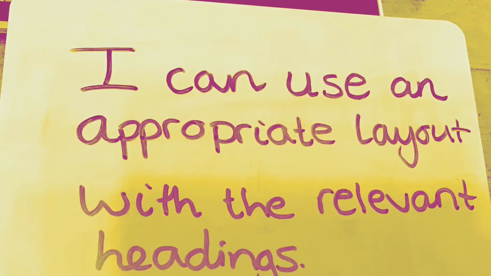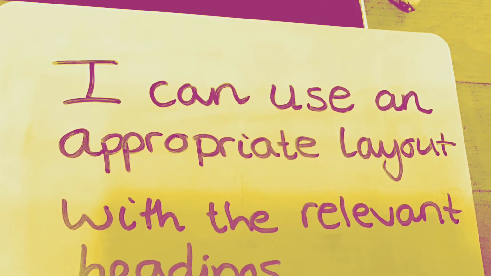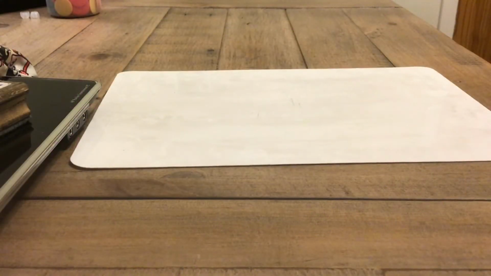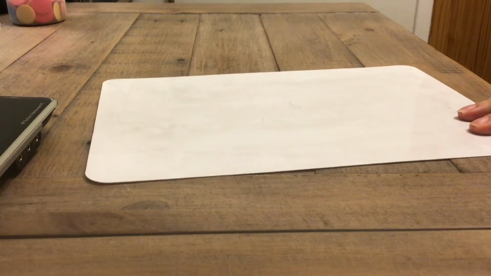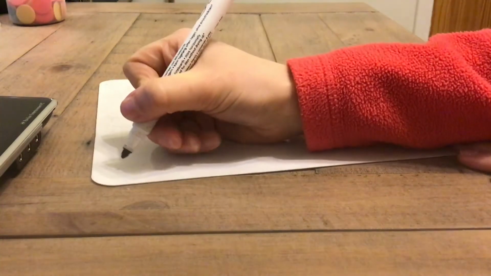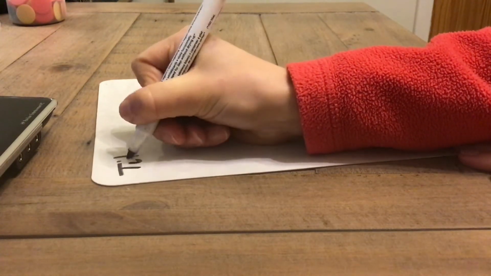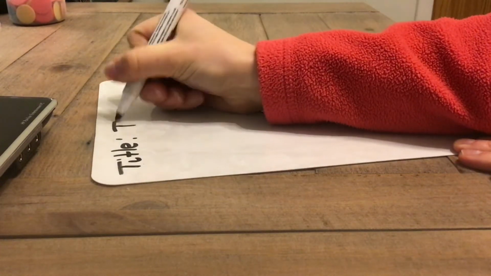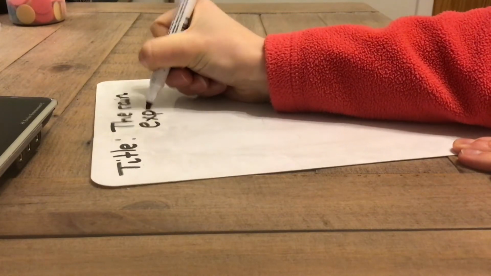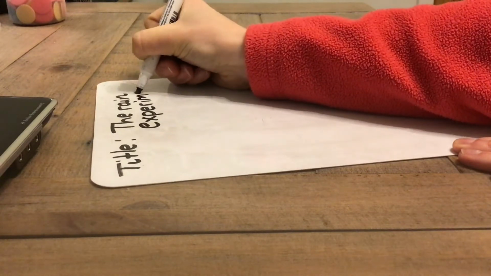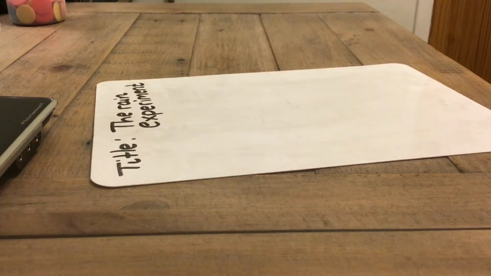Our next success criteria is I can use an appropriate layout with the relevant headings. So when you write a report, there are specific headings that we use, and today I'm going to show you the headings we use in a science report. So first of all, we would have the title of the experiment. Now, our experiment that we did today is called the rain experiment. So you always want to make sure you've got your title so that we know what the report is about.